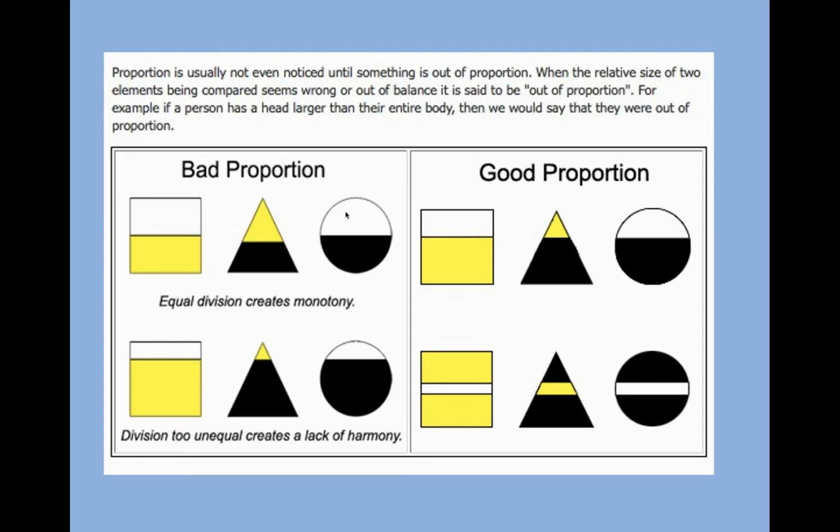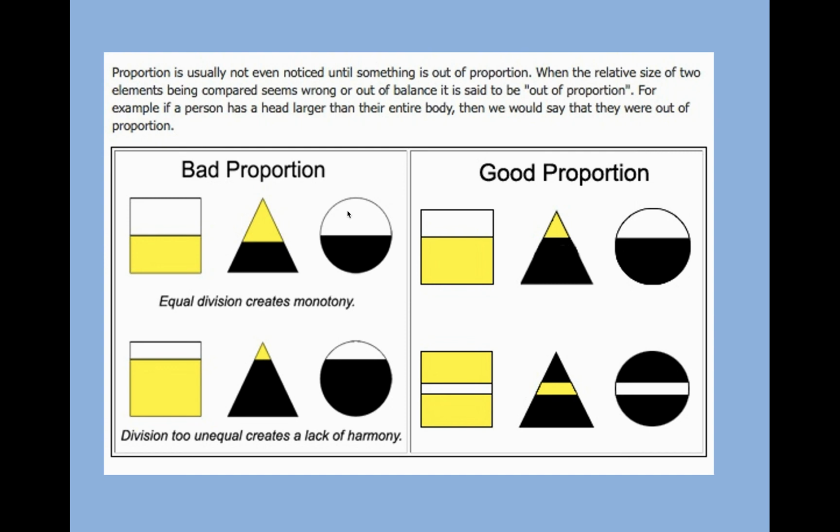Okay. We talk about proportion and how things are out of proportion. Proportion is not usually noticed unless something's out of proportion. And when the relative size of the two elements being compared seem wrong or out of balance, we say that it's out of proportion. Think about the Venus of Willendorf. Some of her body parts were out of proportion. For example, if a person has a head that's bigger than their body, that would be out of proportion. If a person has a little teeny tiny head and a big body, that would seem like it was out of proportion.